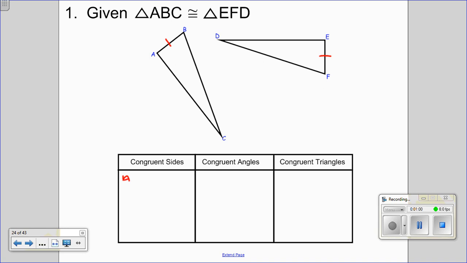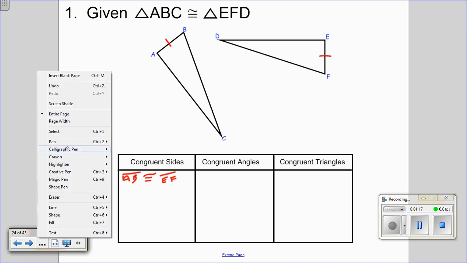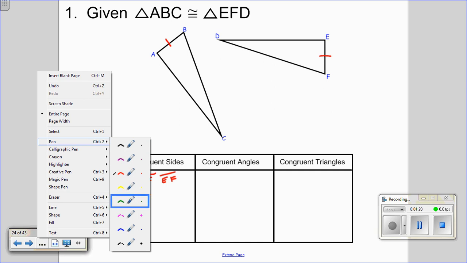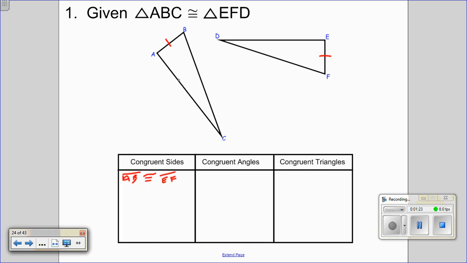So AB is congruent with EF. Alright. Now, it appears that AC is similar to DE because it's straight. So that means AC is congruent with DE.